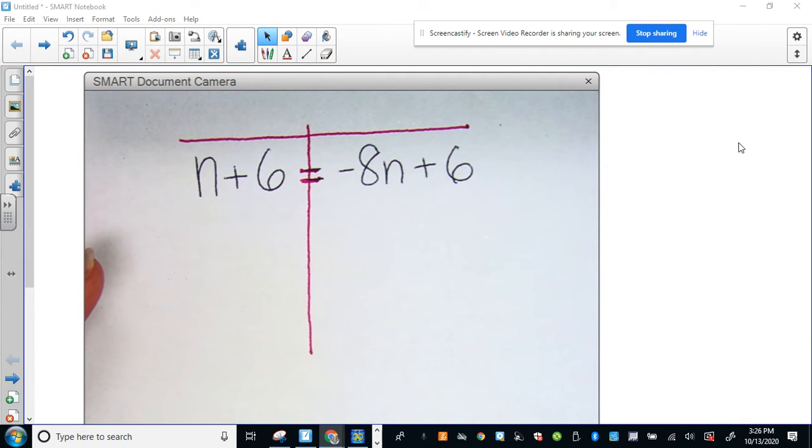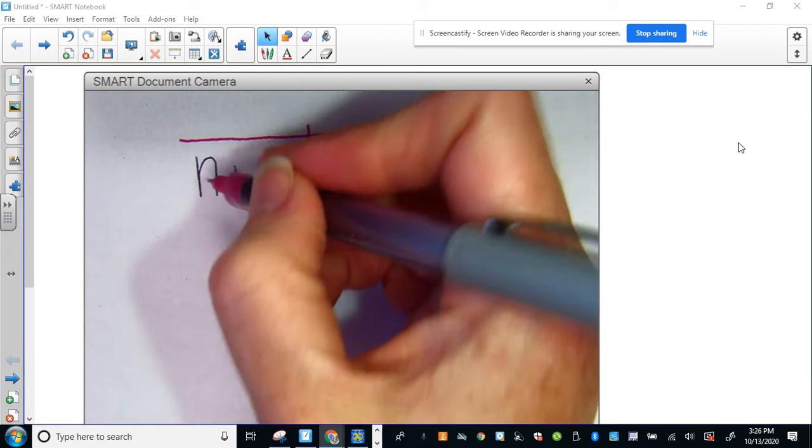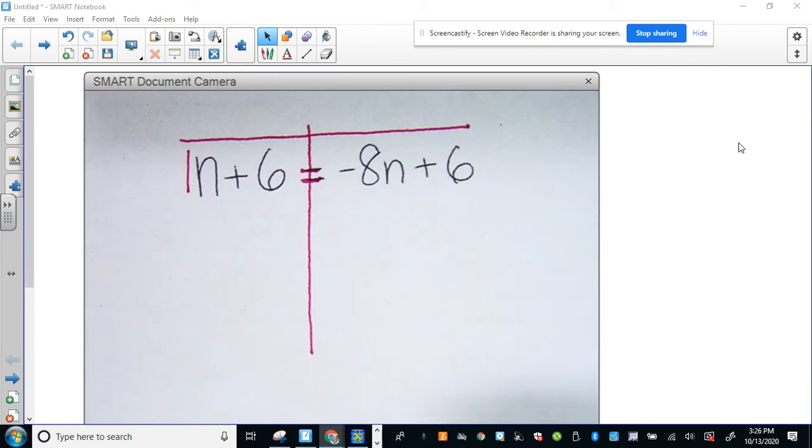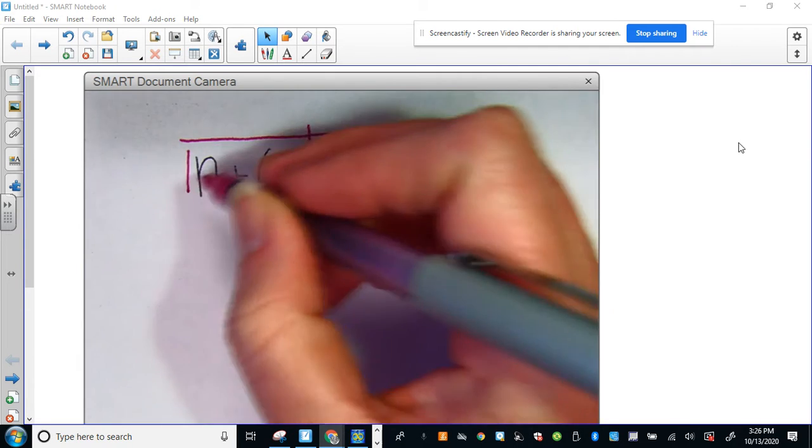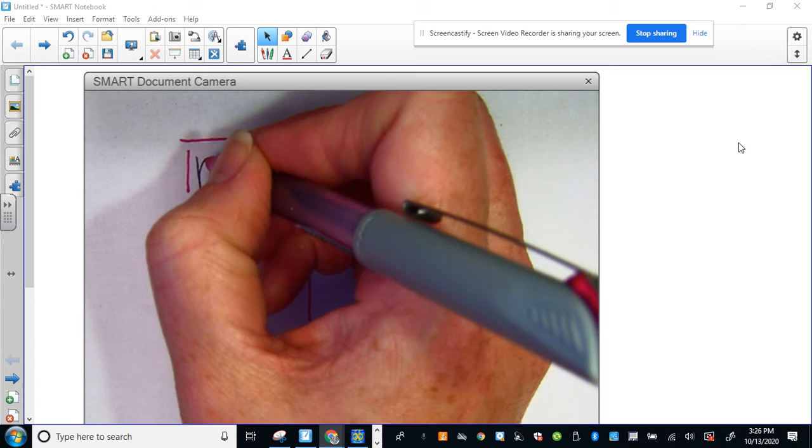Now, the first thing you need to ask yourself is which variable would win? If this was a contest and the highest valued variable won, which one would win? Would it be this one, which is actually 1n, or this one, negative 8n? And obviously 1 is bigger than negative 8, so this one would win.